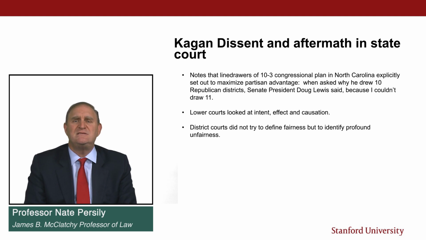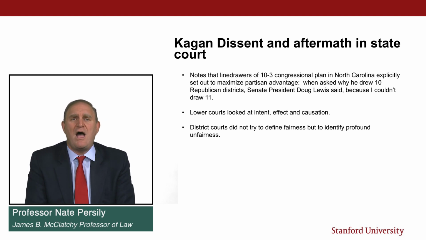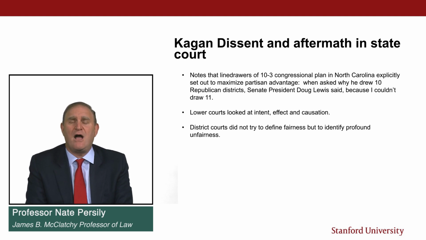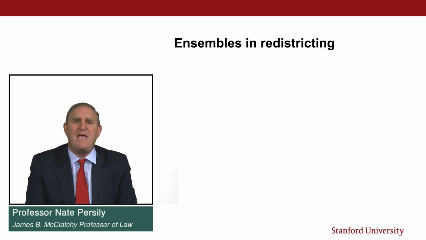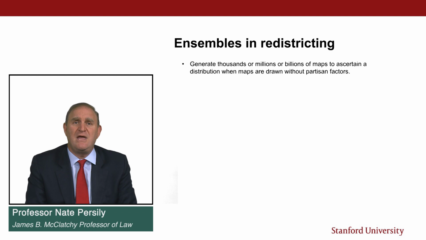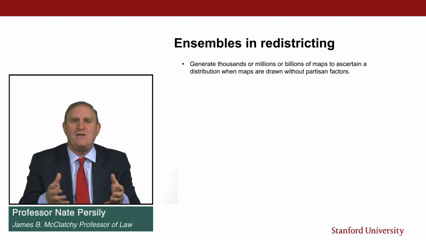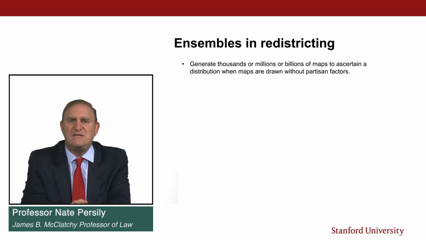And so you see in these court cases a variety of measures and statistical techniques to evaluate partisan bias. One type of method that comes up in Rucho versus Common Cause, mentioned by both the majority and the dissent, is what we call the ensemble method in redistricting, in which you have a computer generate thousands or even millions or even billions of potential maps to ascertain a distribution of outcomes when the maps are drawn without partisan factors. In drawing these maps, you get essentially a universe or a sample of redistricting plans.